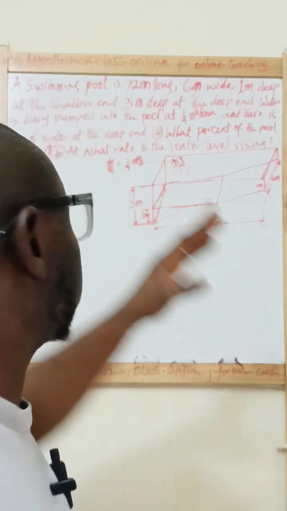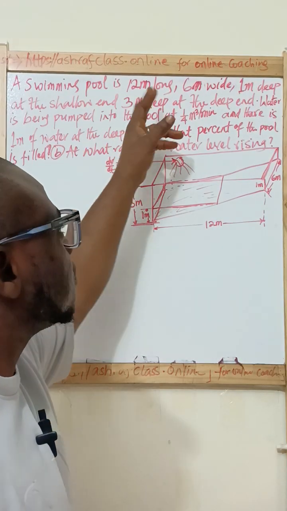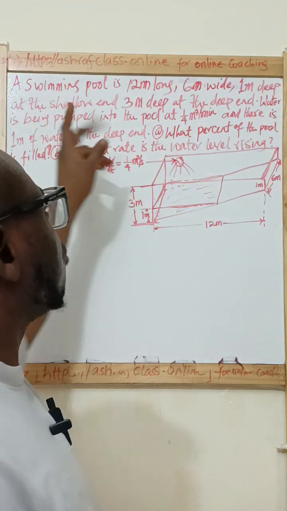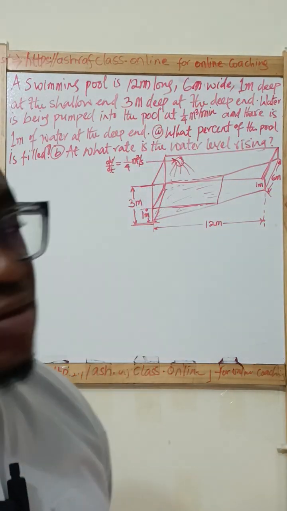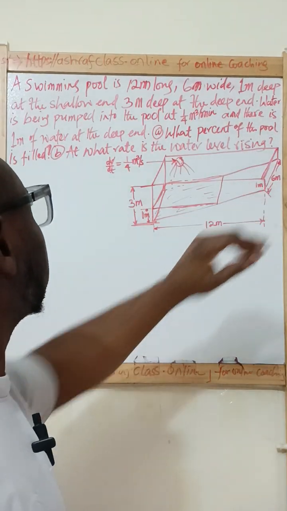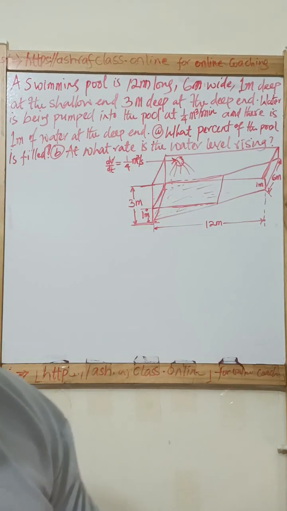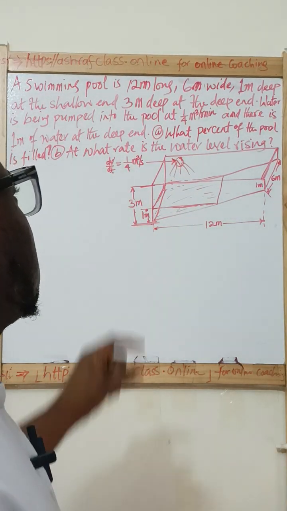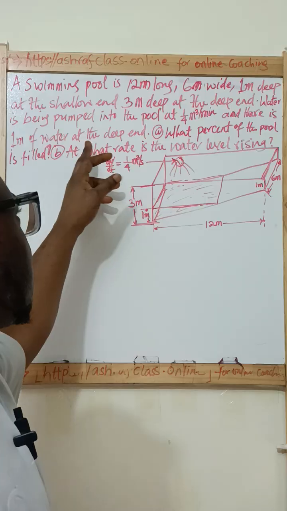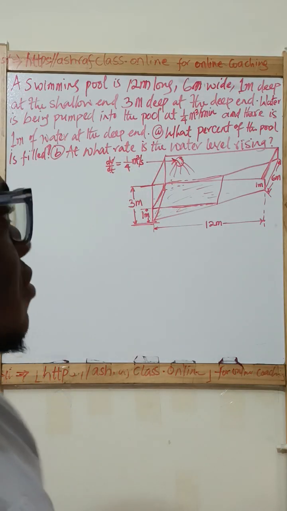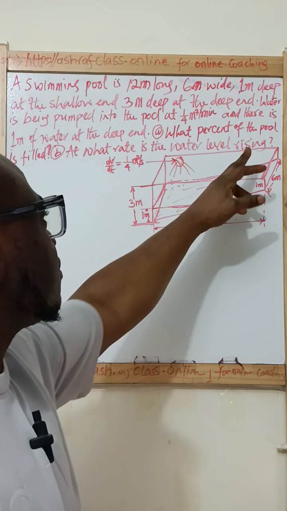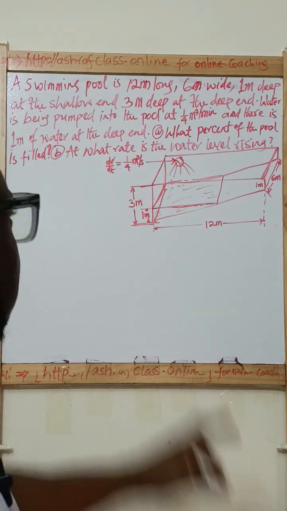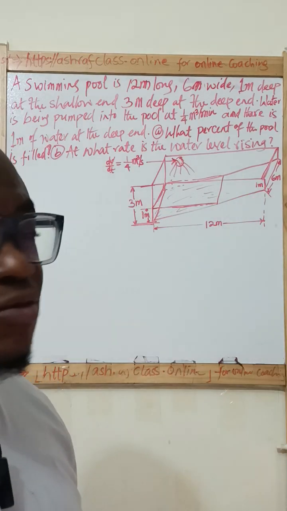The question says a swimming pool is 12 meter long, 6 meter wide, 1 meter deep at the shallow end and 3 meter deep at the deep end. Water is being pumped into the pool at 1/4 meter cube per minute, and there is 1 meter of water at the deep end. What percent of the pool is filled? That's the first question. And the second question is, at what rate is the water level rising?